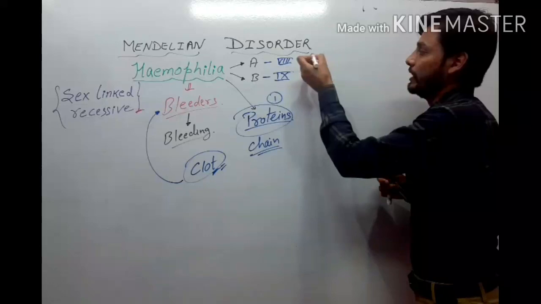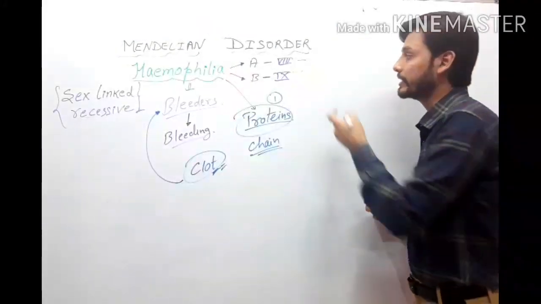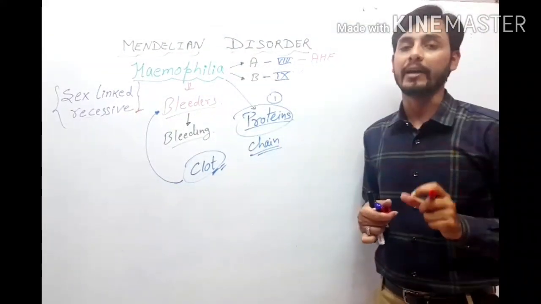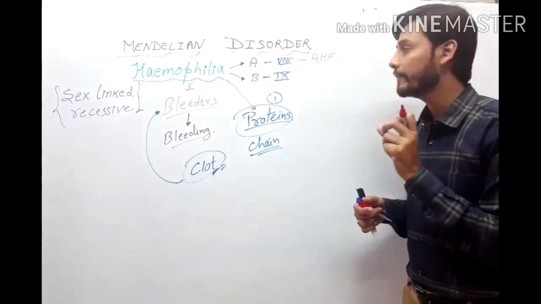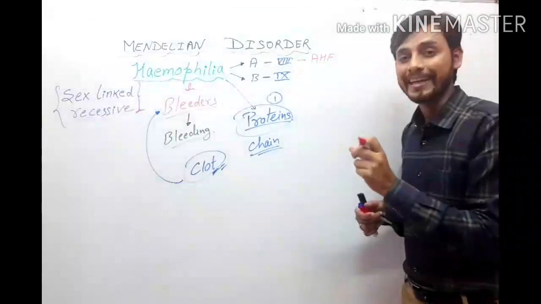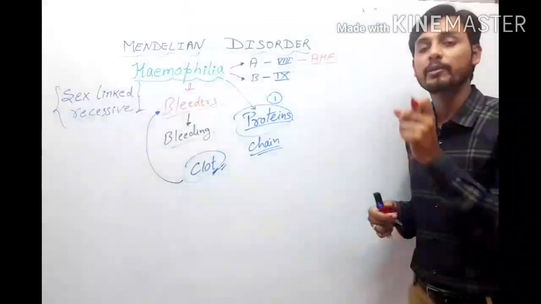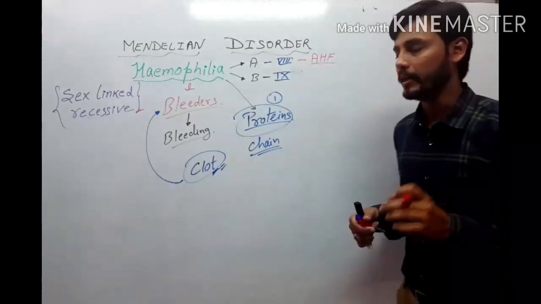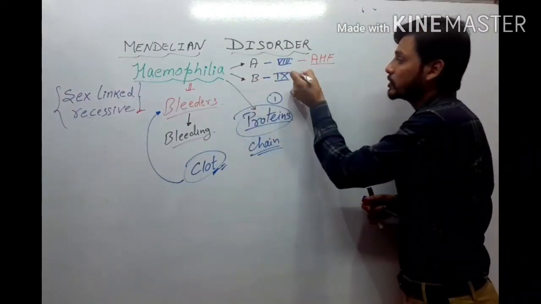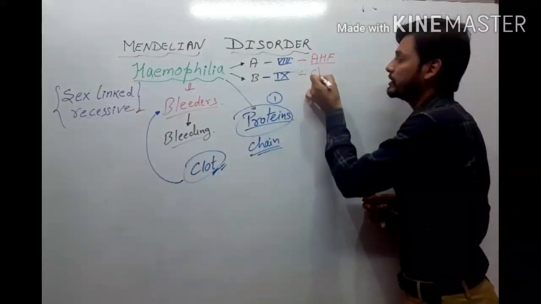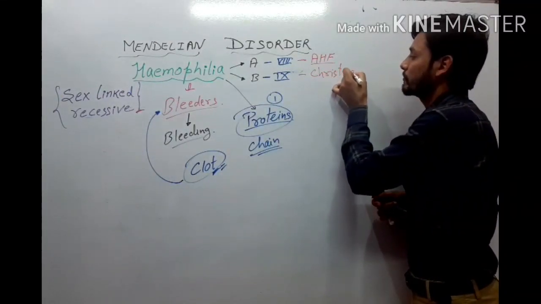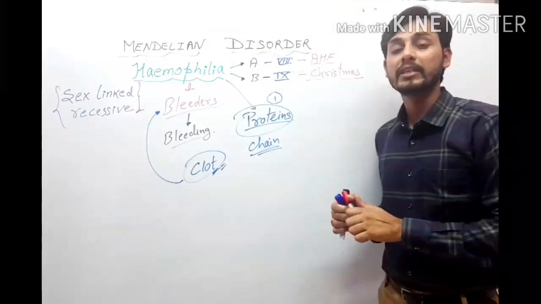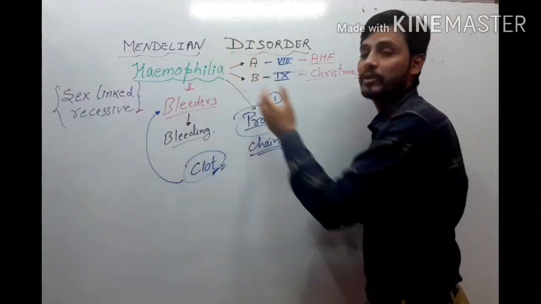The name of clotting factor 8 is AHF, anti-hemophilic factor. Because of the lack of this factor, the person suffers from hemophilia A. Whereas hemophilia B is due to clotting factor 9, and the name of this clotting factor is Christmas factor. So these are the two different factors, and because of the lack of these two different factors, there are two different types of hemophilia.